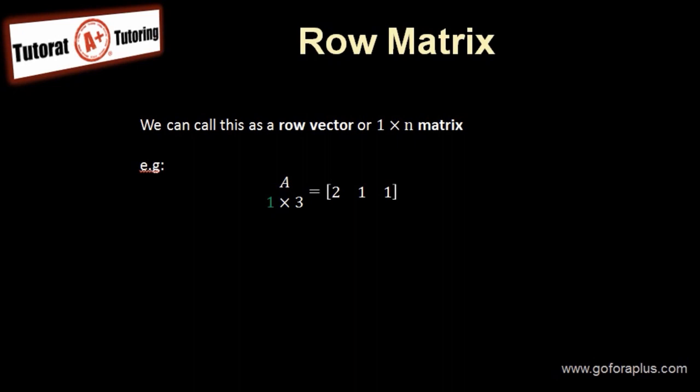So what is a row matrix? In this example, we have a matrix A, 1 by 3. 1 means there's only 1 row, so this is called a row matrix. But there are 3 columns. No matter how many columns you have, there is only 1 row. We call this a row matrix, or we can call this a row vector.